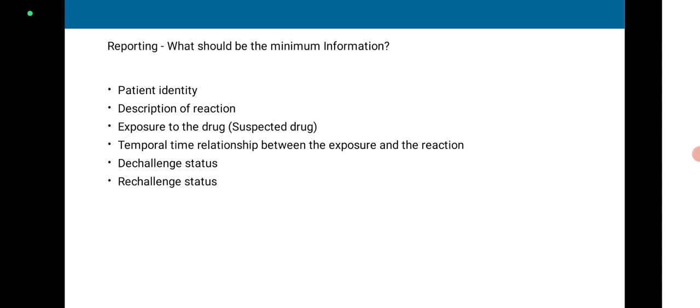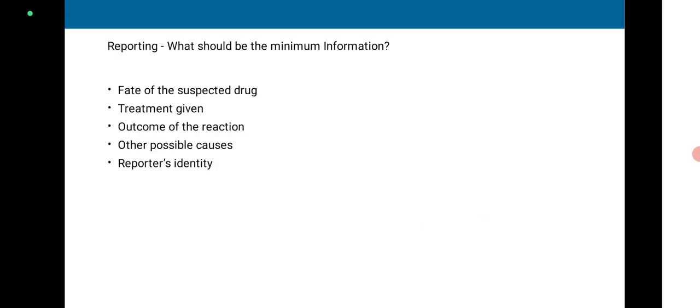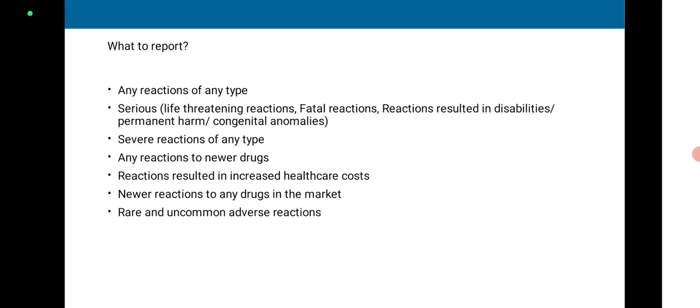What should be the minimum information while reporting an ADR? There should be patient identity, description of reaction, exposure of the drug or the suspected drug, temporal time relationship between the exposure and the reaction, pre-challenge status and de-challenge status if available, fate of the suspected drug, treatment given, outcome of the reaction, any other possible causes, and the reporter's identity is also important.